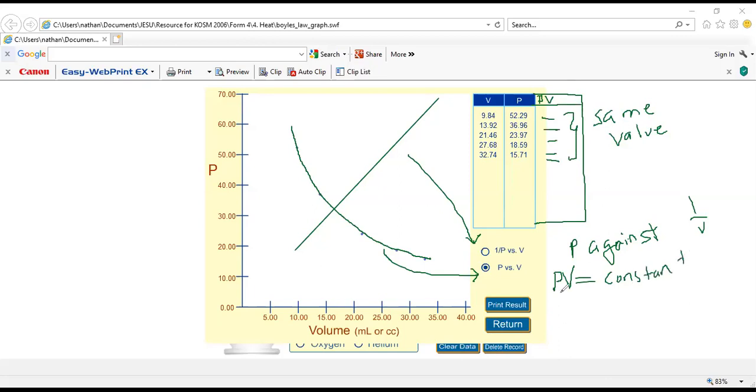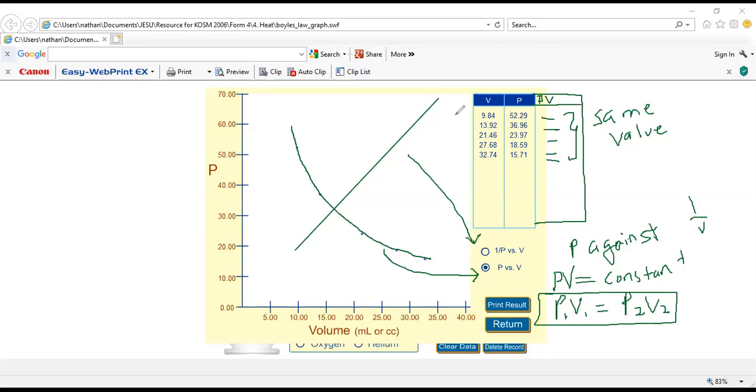Constant value. Meaning P1 V1 equals P2 V2. That means your initial pressure times initial volume equals final pressure times final volume. This times this equals this times this, and so on. So that's why we have the formula for Boyle's law: P1 V1 equals P2 V2. So this is the formula for Boyle's law.